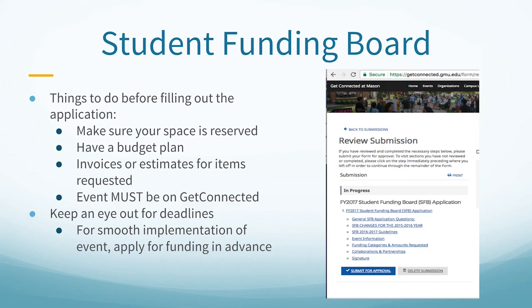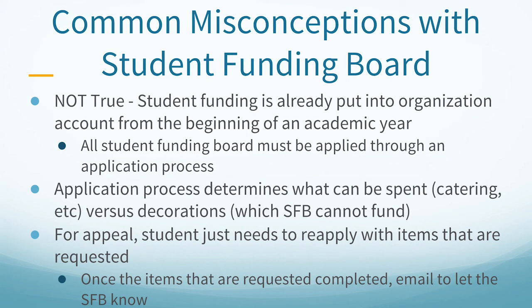All of those items are extremely helpful to have on hand to upload into the Student Funding Board application. This helps the board to understand what the event will look like, who is involved, and how the event will be successfully implemented. Remember that in order for Student Funding Board to allocate funding, the event must be on Get Connected. Putting events on Get Connected is something that RSOs should be in the practice of. Every event that the organization plans and implements should be listed on their Get Connected page. Remember that how to put an event on Get Connected is in the resources video for your tier.